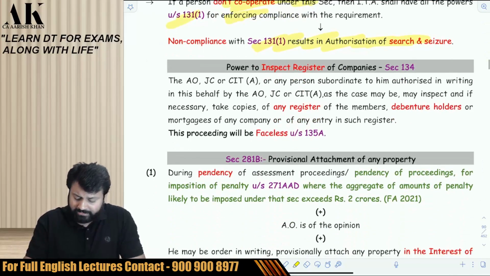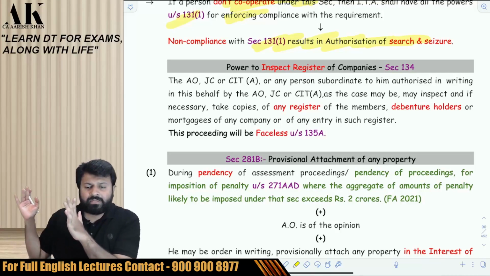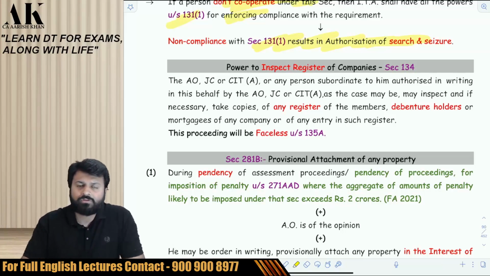Okay. Next, power to inspect what? Registrar of companies. The AO, Joint Commissioner, CIT appeal, etc., or any person subordinate to him, have the power to go to company law authorities, and they can inspect the registrar of companies, debenture holders, or any other person, and they can also take copies for the same. So if they want certain details of the companies, of the investors, of the debenture holders, they can go to the registrar of companies and request them and they will give the information.